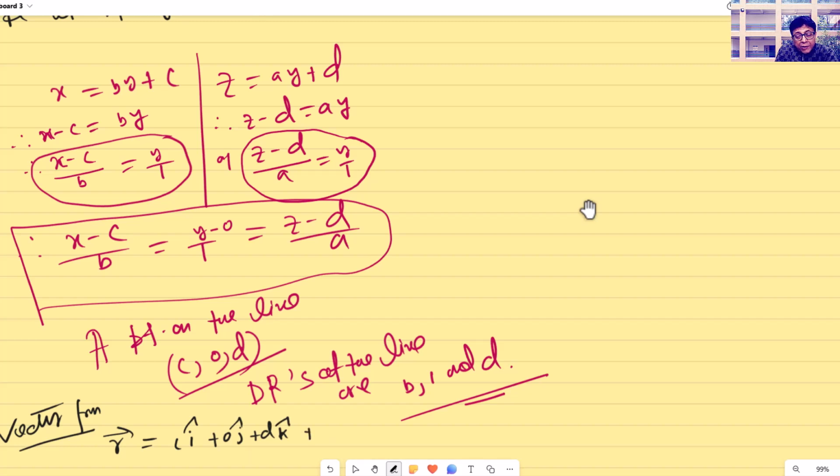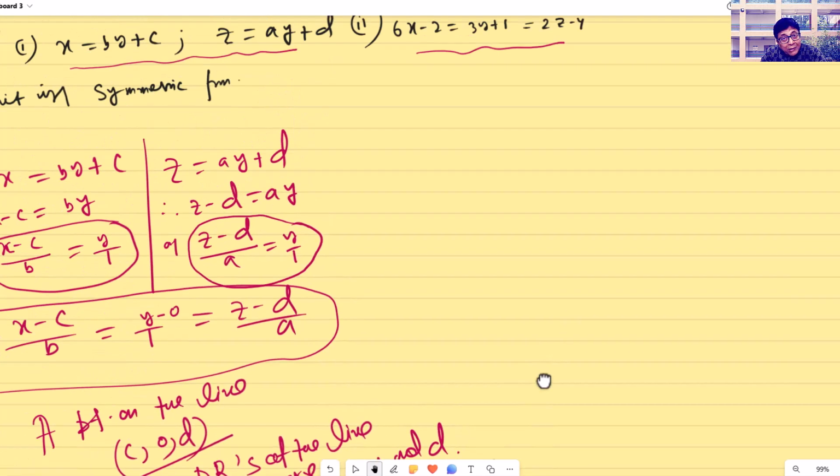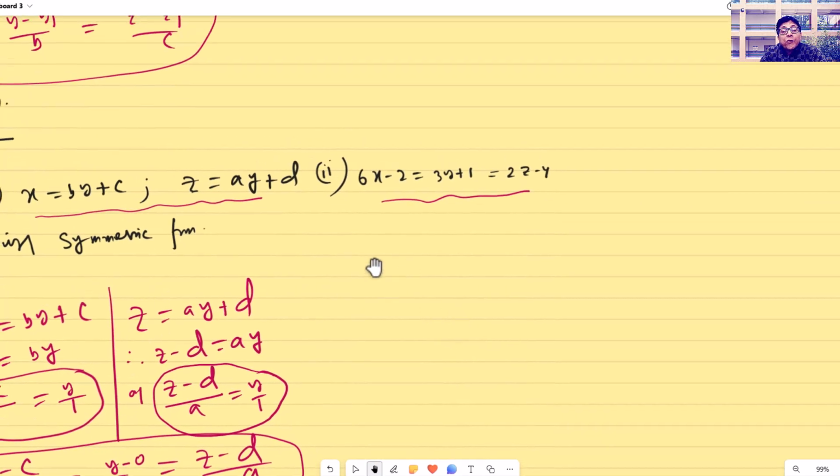That is, r equals ci plus 0j plus dk, plus t into (bi plus j plus ak). Hope you have understood. Now let us go for this one.